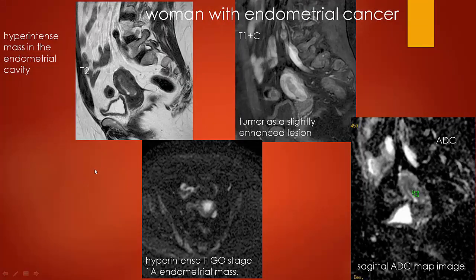Woman with endometrial cancer: hyperintense mass in the endometrial cavity in T2, tumor with slight enhancement in T1, hyperintense endometrial mass seen in diffusion weighted, and the sagittal ADC map is dark.